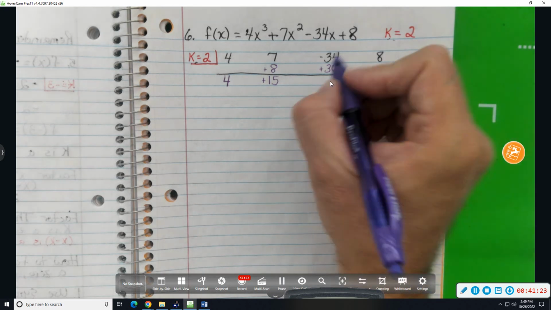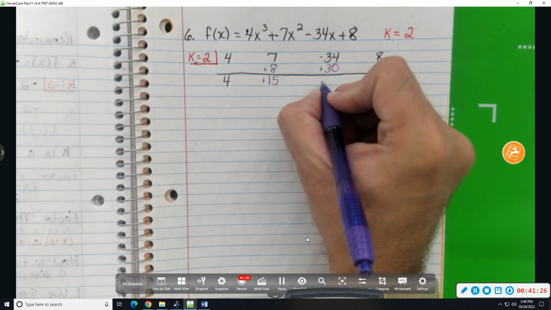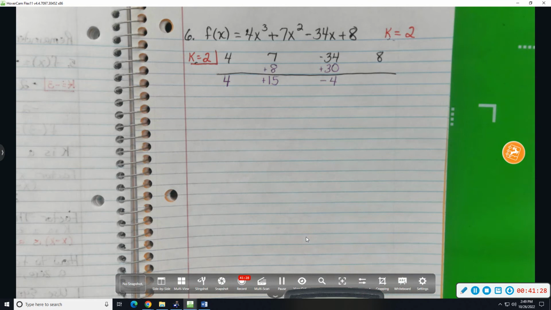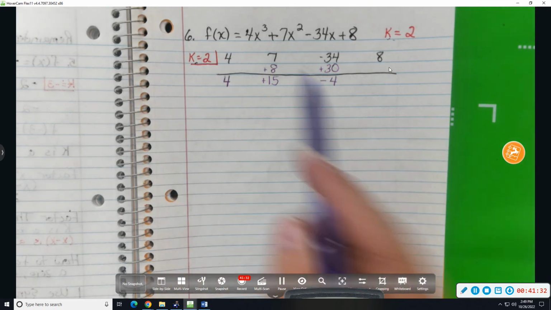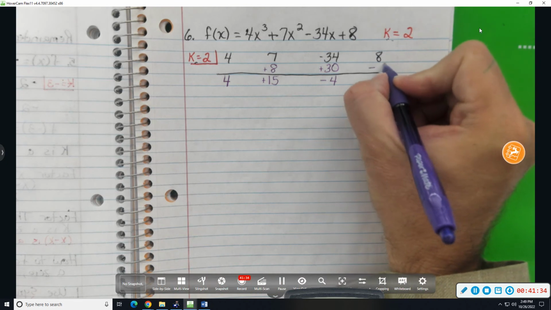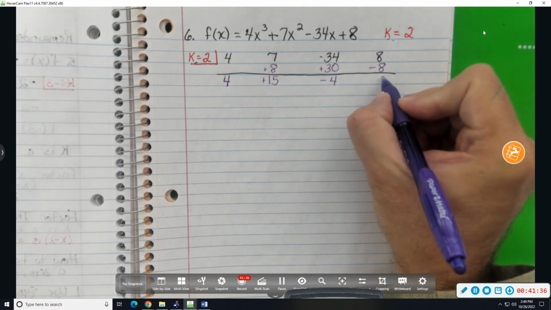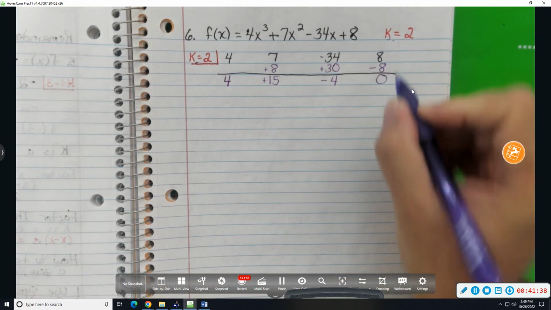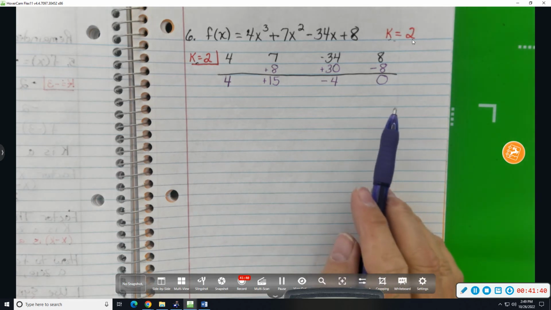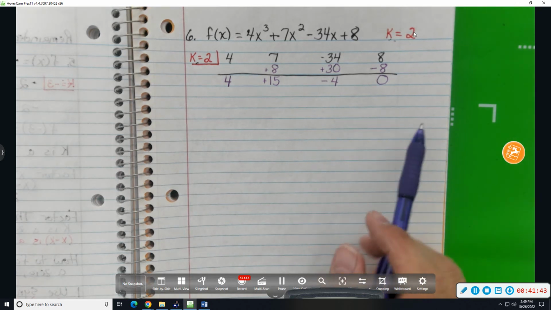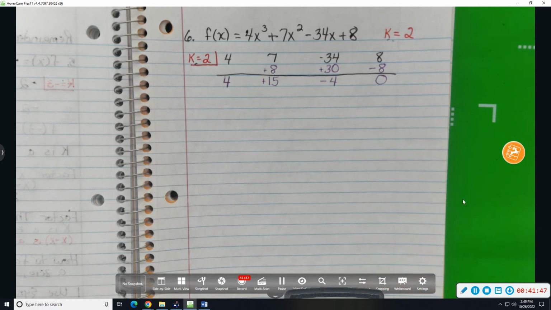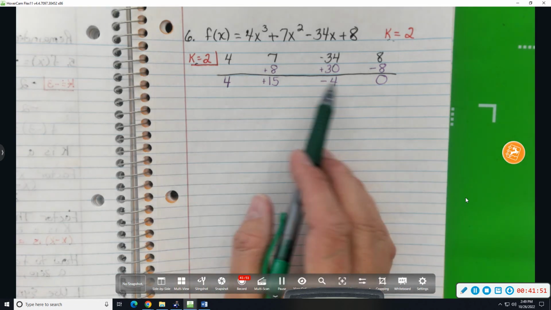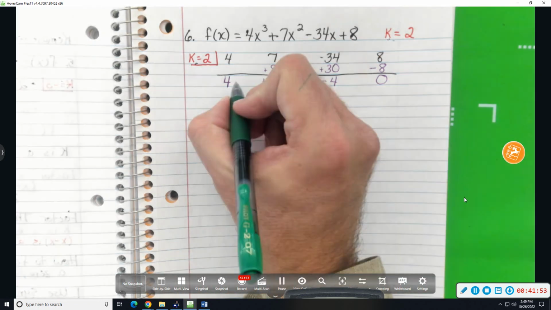Down here, negative 34 plus 30 is negative 4. Here, 2 times negative 4 is negative 8. And look at that remainder: 0. That's not surprising. We were told that k equals 2 is a 0, so we expect the remainder to be 0. So let's put in our variables and then factor.